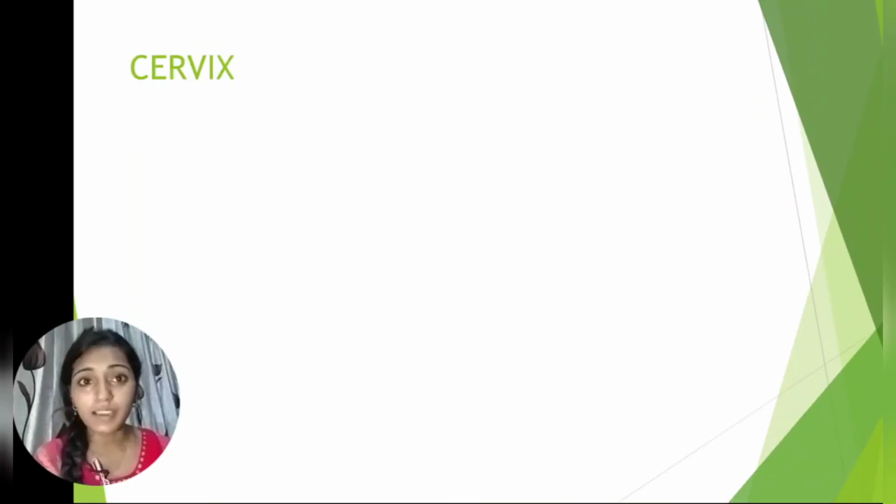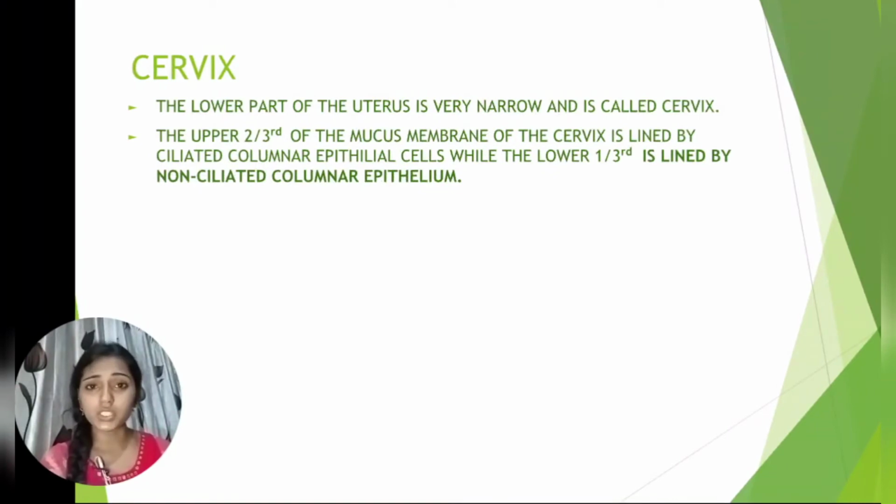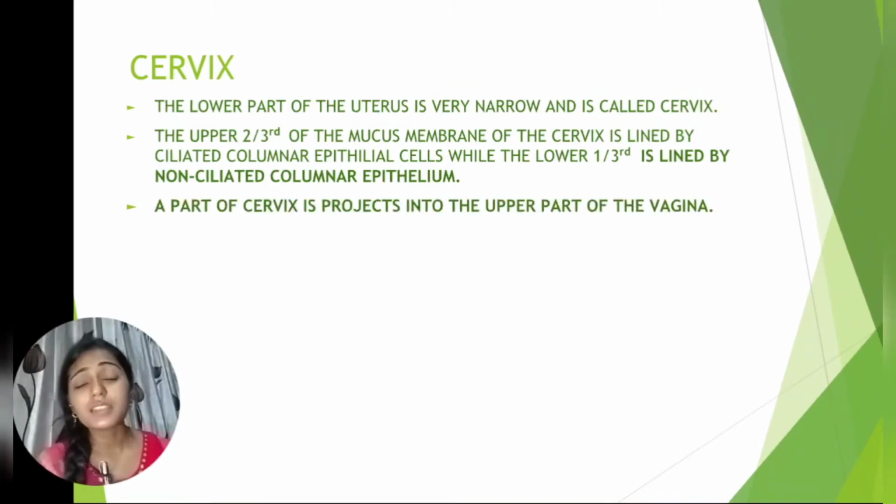The next part is the cervix. The lower part of the uterus is very narrow and is called the cervix. The upper 2/3 of the mucous membrane of the cervix is lined by ciliated epithelial cells, while the lower 1/3 of the mucous membrane is lined by non-ciliated columnar epithelium. The part of the cervix projects into the upper part of the vagina.